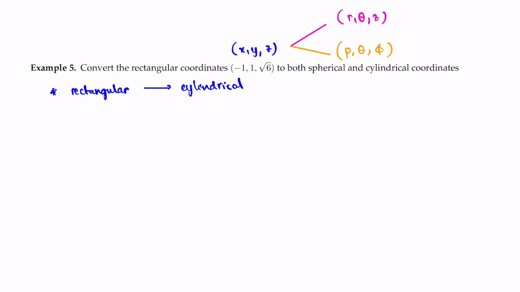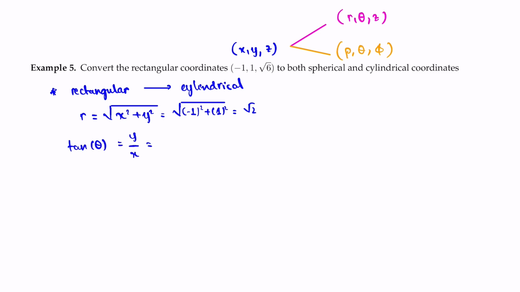So to do that, what you need is r equal to the square root of x squared plus y squared. This is equal to the square root of -1 squared plus 1 squared. This is root 2. For theta, I'm going to use tangent of theta equal to y over x. This is going to give you 1 over -1. This is equal to -1.